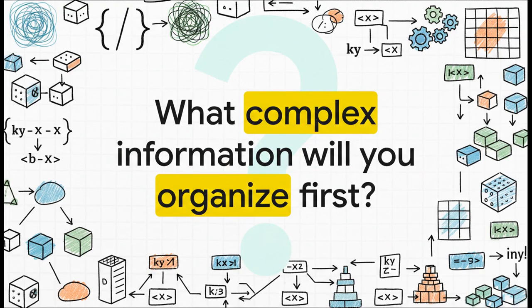So here's the big takeaway. Objects aren't just some random feature. They are the fundamental building blocks for structuring information in JavaScript. They let you turn messy, chaotic data into something clear, organized, and powerful. So the only question left is, what incredible, complex thing will you build with them first?